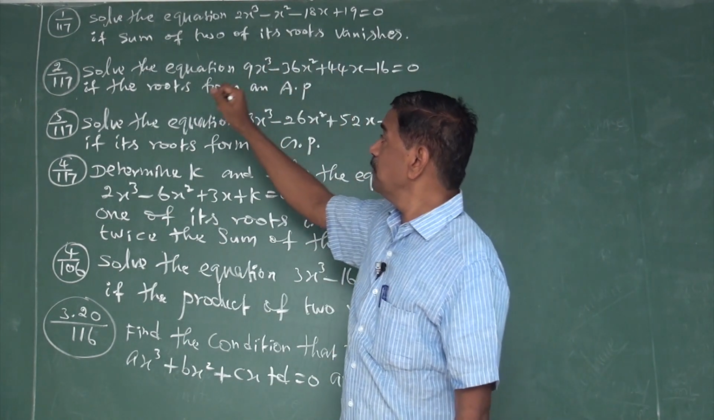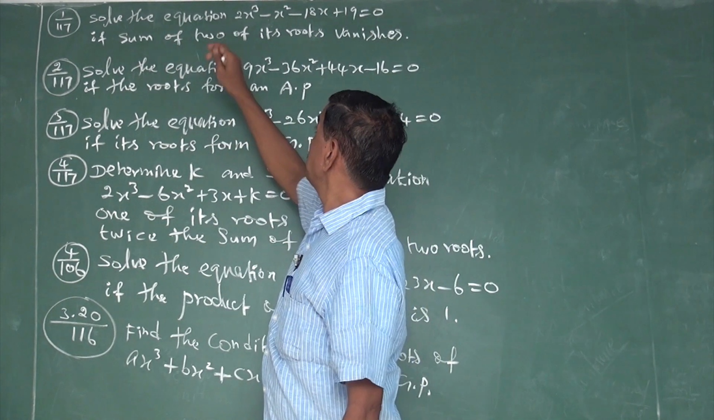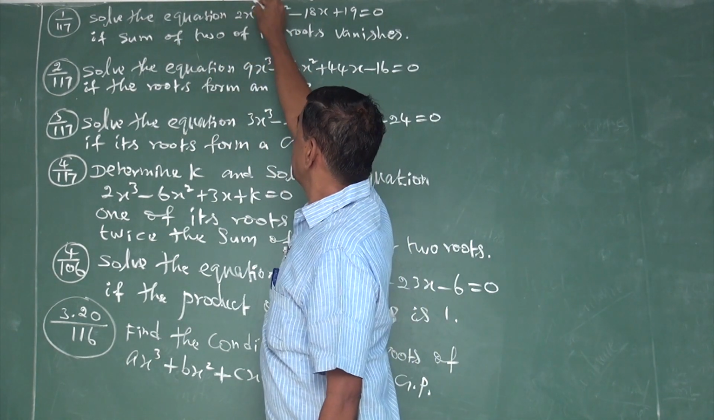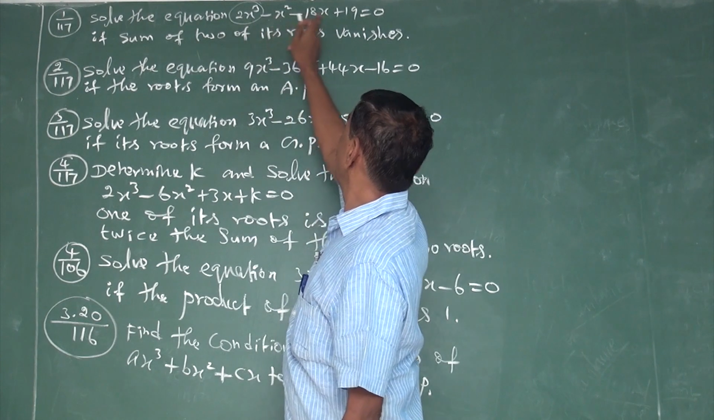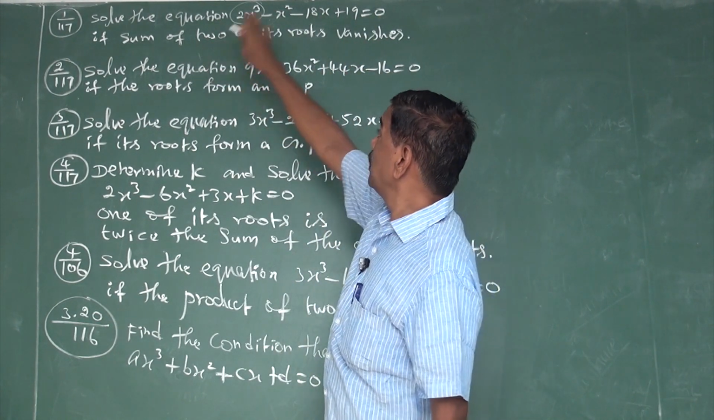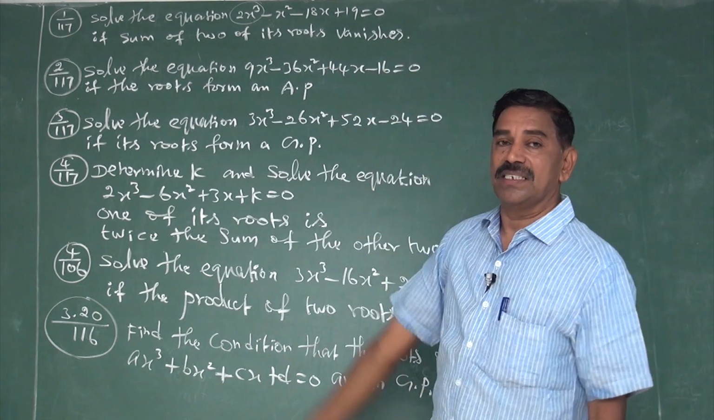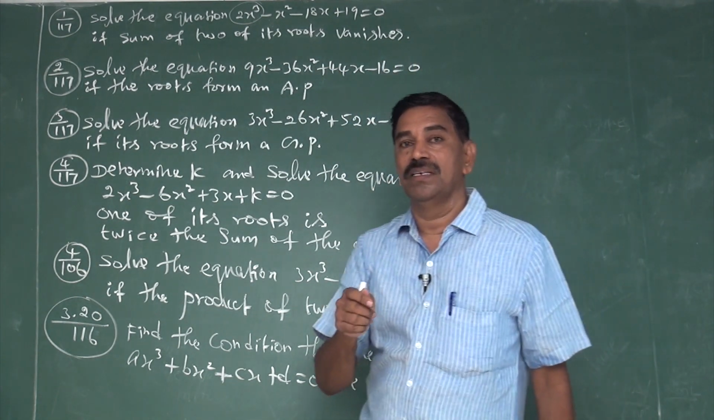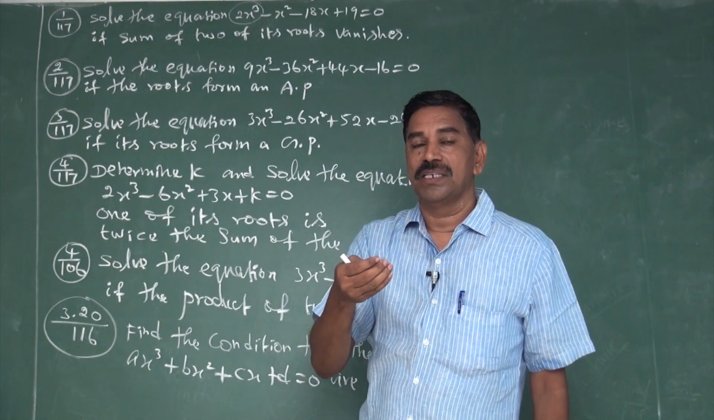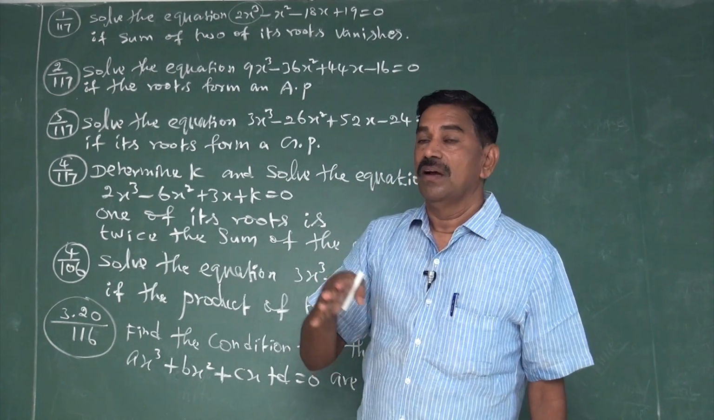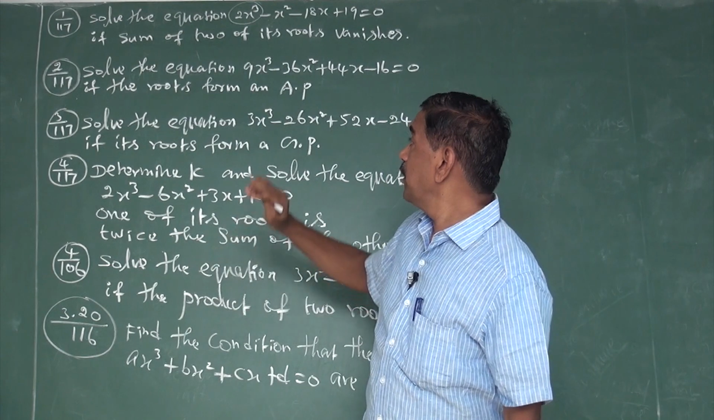Listen, the first question. Solve the equation, that is a cubic equation which has highest power 3, x cube, x square, x, a constant equal to 0. Solve the cubic equation if the sum of its roots vanishes, that is a condition. So today our topic is how to solve cubic equations given some conditions. There are totally 5 sums.